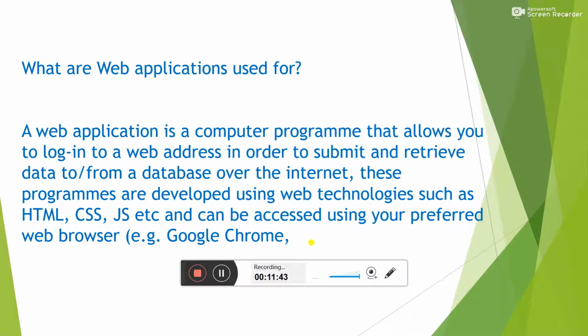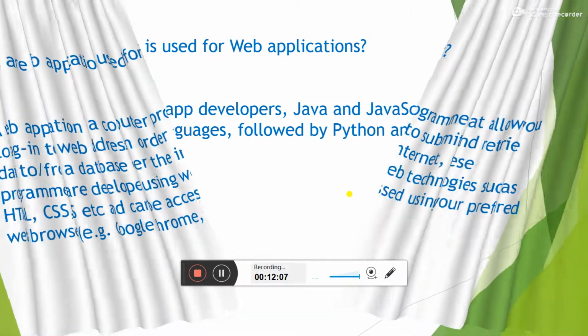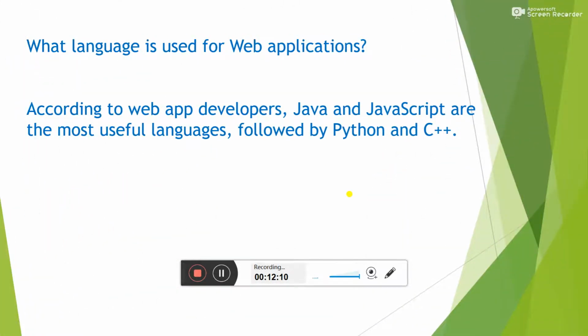So this is the use of web applications. I think all of you understood what web technology is, and how to access your data with the help of these applications. Next, we are going to discuss what language is used for web applications. Many languages are there. There are many applications like HTML, CSS, JS. These all are applications.